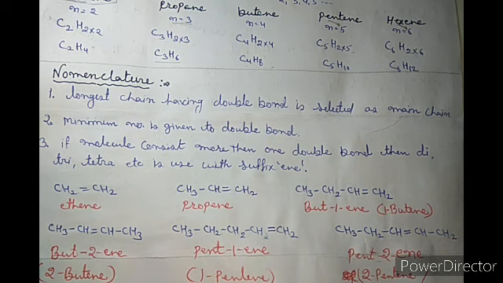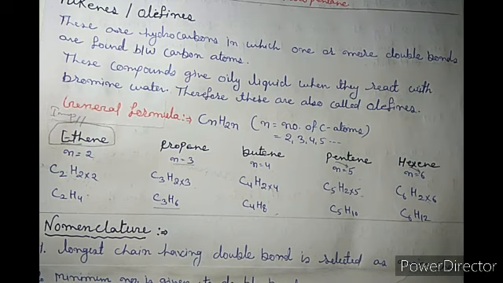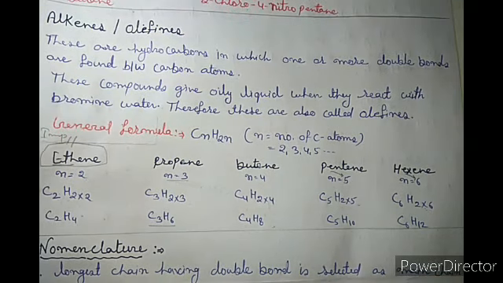But before that, let us start again with the alkenes. What are alkenes? As we discussed in the previous class, those hydrocarbons in which one or more double bonds are found between carbon atoms are called alkenes. Got it?